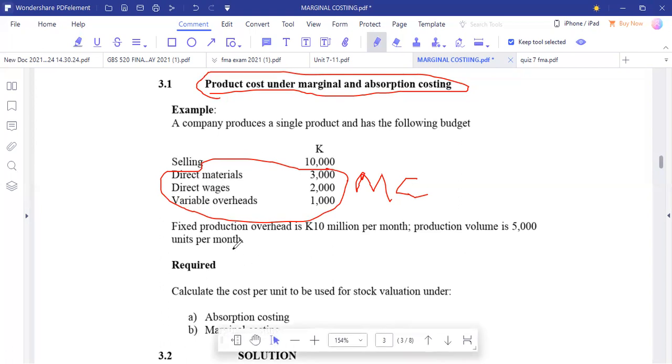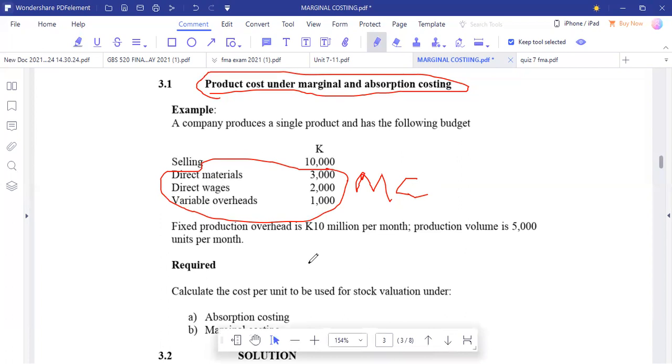Now, the sales is 10,000. If you want to find the contribution in marginal costing, we can just get the selling price of 10,000 minus the total of 3,000, 2,000, and 1,000, because this is the total variable cost. So our contribution will be the difference between 10,000 minus 6,000, which is 4,000.